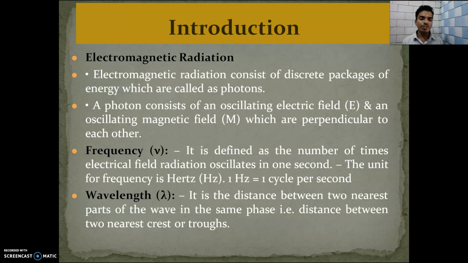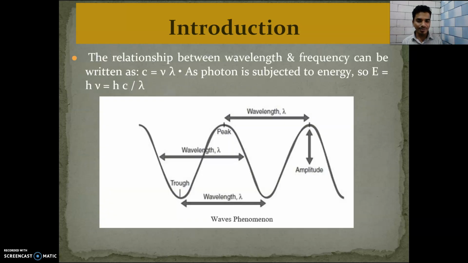Then wavelength. It is denoted by lambda (λ). It is the distance between the two nearest points of the waves in the same phase. So, the distance between two nearest crests. With this particular diagram, we will come to know what the wavelength is. So this is a crest and this is a trough, and this is the figure.